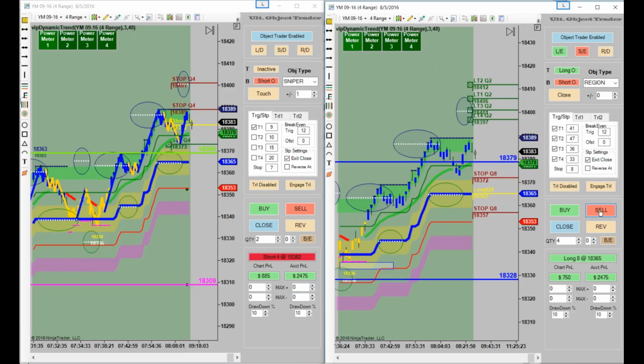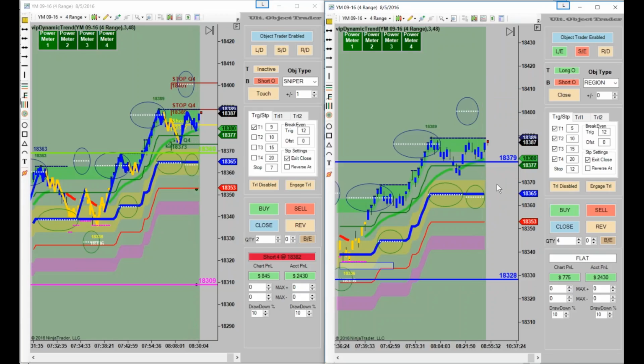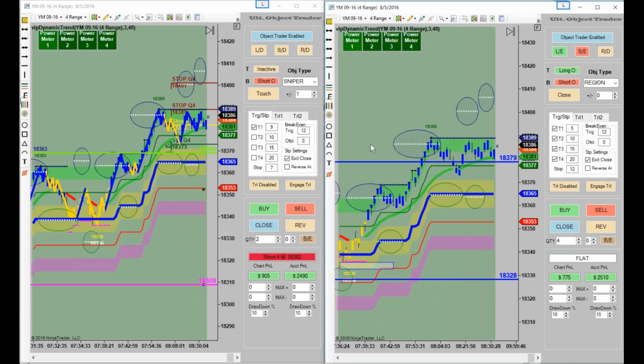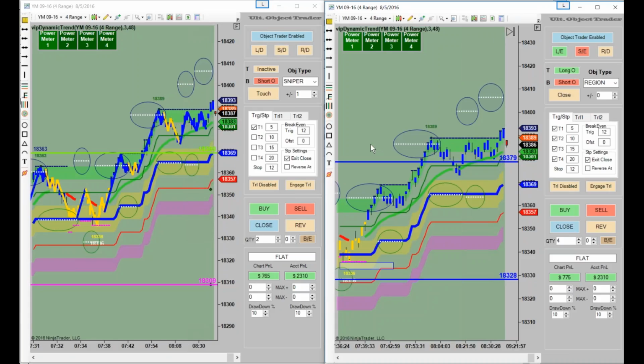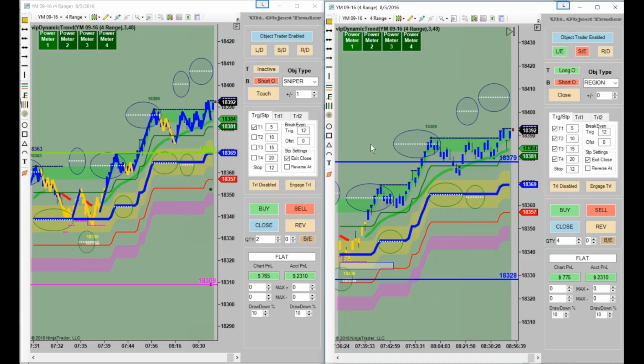Didn't do it yet. Still didn't do it. They're going to do it, looks like. Well, they just touched it, doggone. That's all right. So we're still short on this side. They did not take us out. They did take us out of our other one. No big deal. Everybody see how you can do that, by the way? It's just a pretty good way to trade.